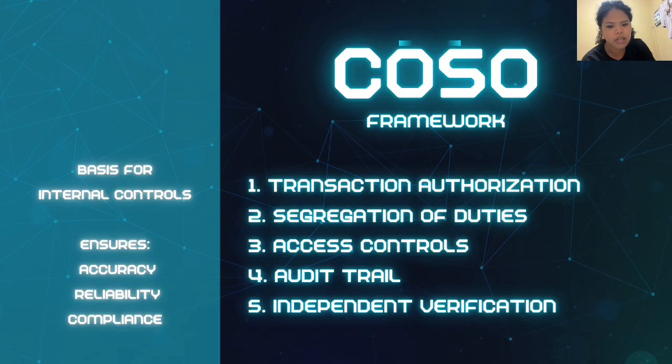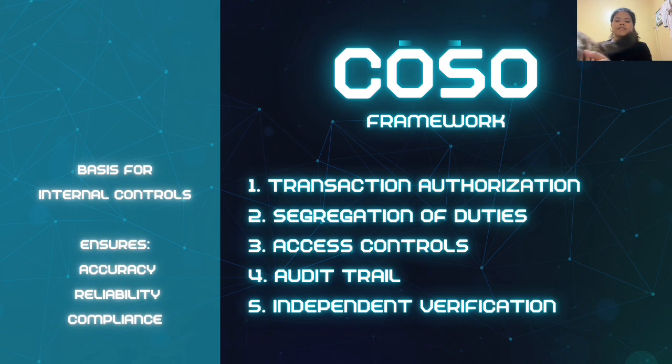What are these controls that are implemented based on the framework? First is the transaction authorization. All journal entries must be supported by journal vouchers, and these must be approved by authorized personnel. Next, there must be segregation of duties. Responsibilities must be separated to prevent fraud. Those who update the general ledger should not maintain the subsidiary records or prepare the journal vouchers. This ensures independent verification within the system.